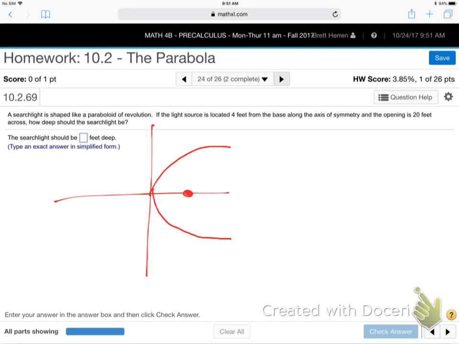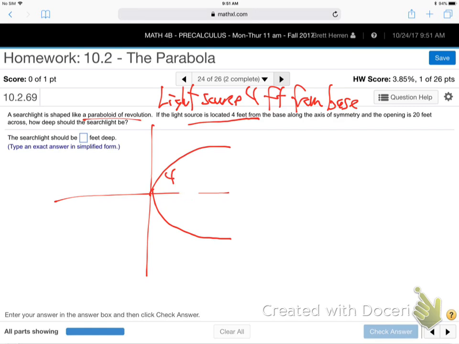I'm going to say there is some focus. See what they're saying here? The light source is 4 feet from the base of this paraboloid of revolution, 3D parabola. So they're saying this is 4. Here, let me make it a little further. They're saying from there to there, from the center to the focus, to the light source.